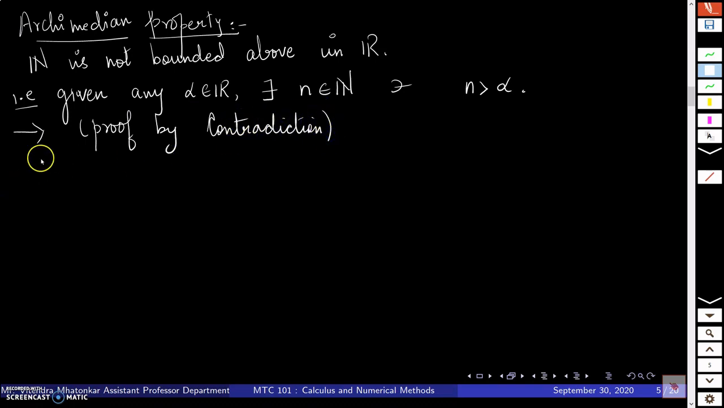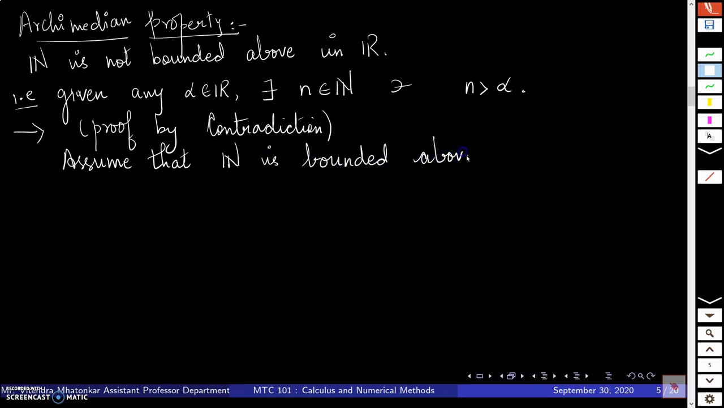So let's assume that N is bounded above in R. I have a subset N, the set of natural numbers, of R, which is bounded above. And the set of natural numbers is non-empty because I can pick the natural number 1, which is in this set. So I know that this is a non-empty subset of R.